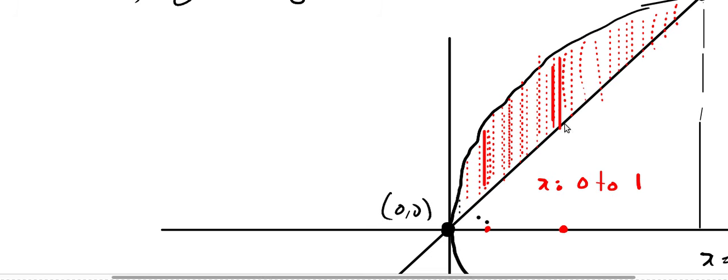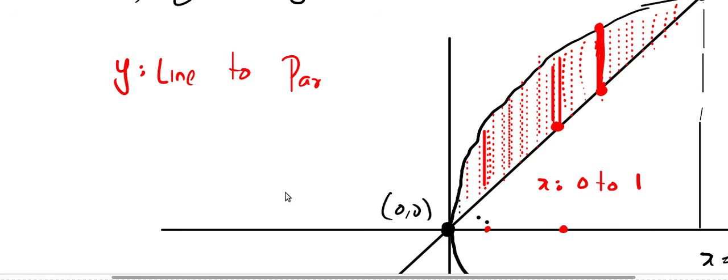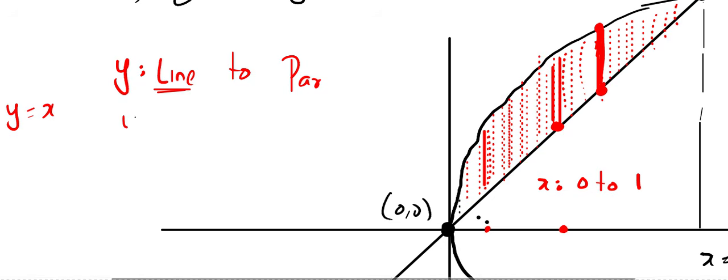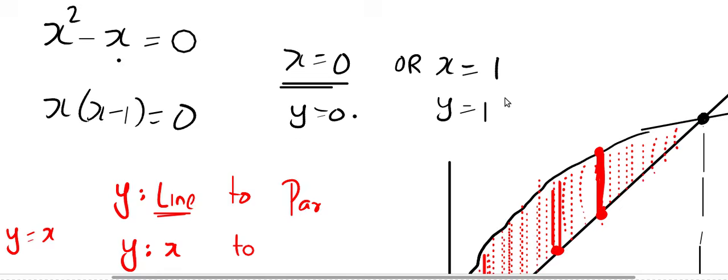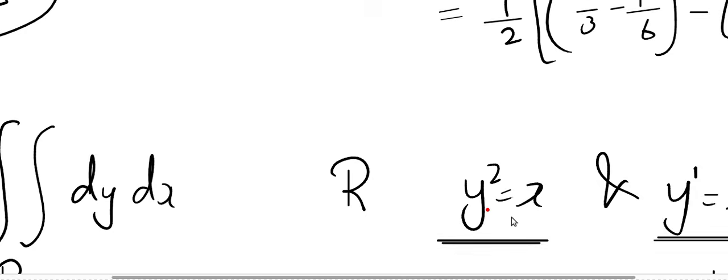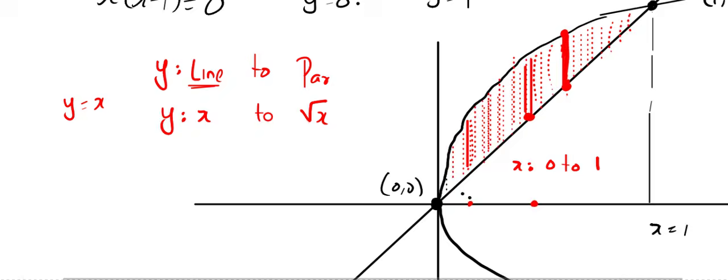And it is obvious that y varies from, look at this, let it be any strip. If I make a strip here, the bottom point is the line, the above point is the parabola. So I am going to write line to parabola. Now equation of the line is y is equal to x. That means the y value is x here to parabola. Parabola means y square equal to x, that means y equal to root x. So that's it, we got the limits.